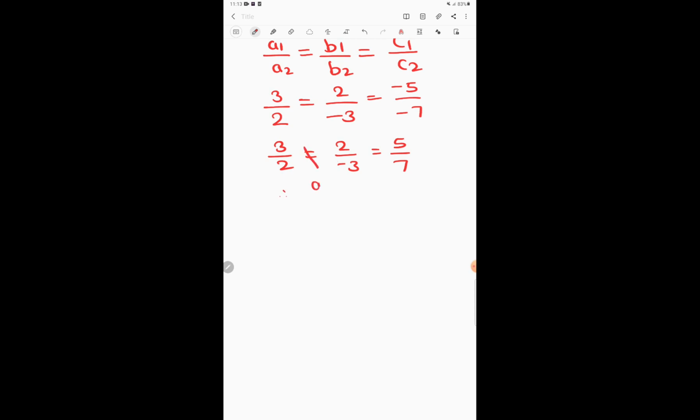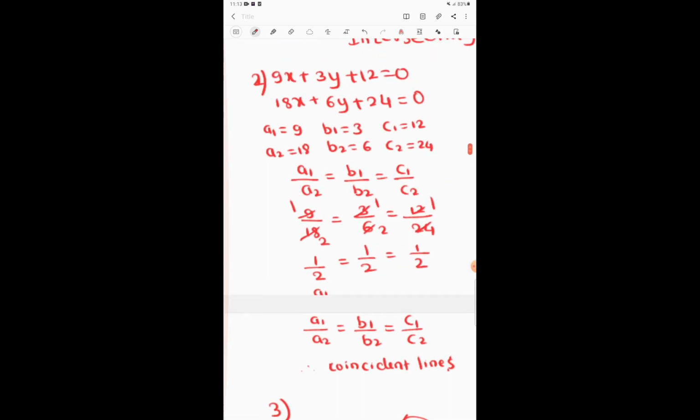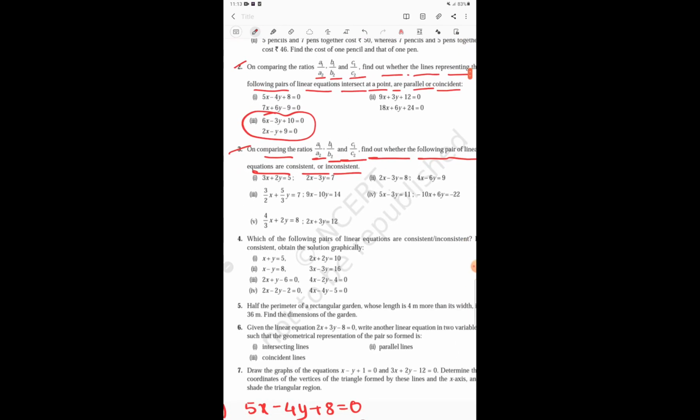Means here a1 upon a2 is not equal to b1 upon b2. The first ratio and second ratio are not equal. Means these are which type of lines? Intersecting lines. Intersecting lines are always consistent. So the answer is consistent. Okay, moving to the second question. The second question is very easy, you can easily solve this one. Second one. So I will take the third one.